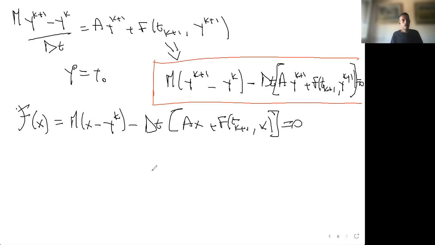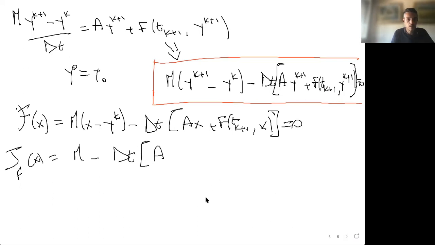Yk is given. To set up the Newton method, I assume that you are already familiar with it, as you should be, since you are following a course of numerical analysis. What we need to do here is build the Jacobian of this function. What is the Jacobian in this case? The unknown is x, so we compute the Jacobian with respect to x. Here we have m minus delta t times a, plus the Jacobian of the function f evaluated at the point tk plus 1, x.